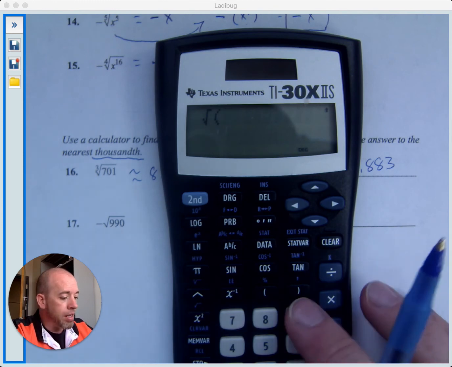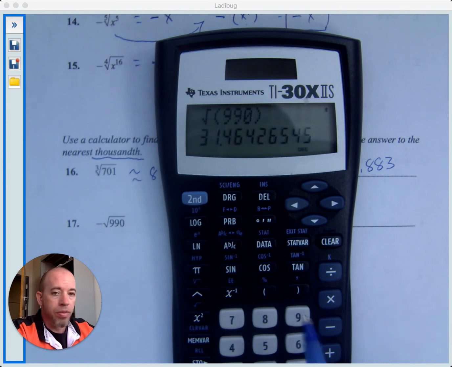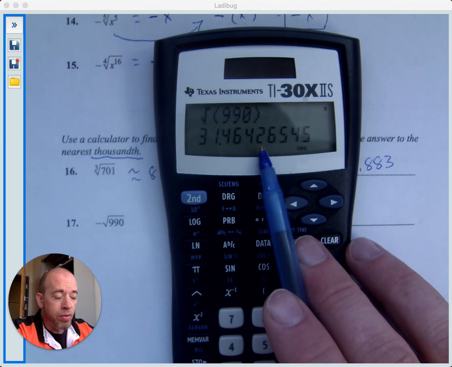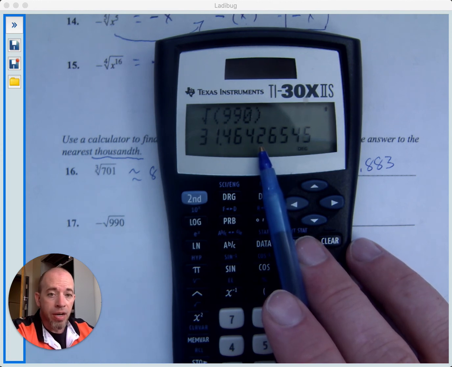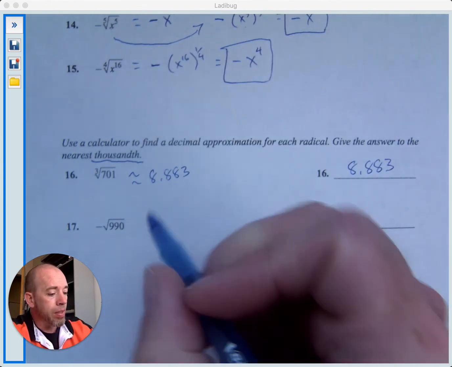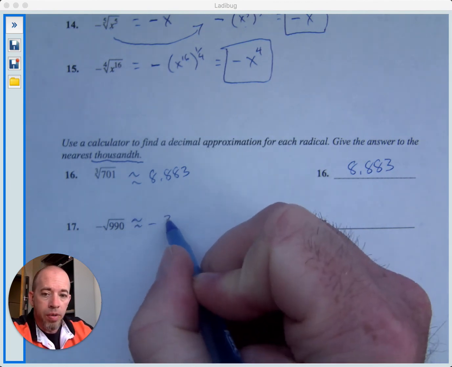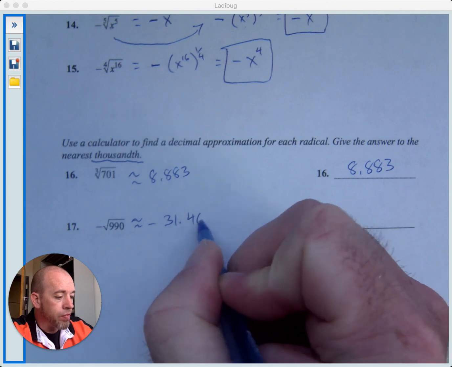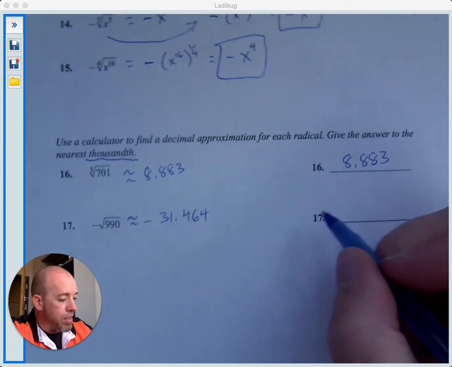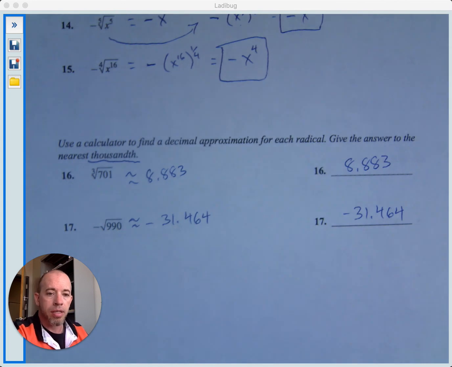All right, 990. What is that? All right, 31.464. Again, we look after the 4. That's a 2. It's less than 5, so we don't do anything with the 4. Leave it alone. So 31.464. Now this negative is here also, so that's approximately negative 31.464. Okay, so the negative 31.464 is our answer to the nearest thousandth.